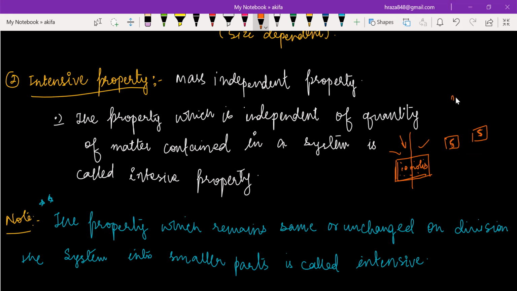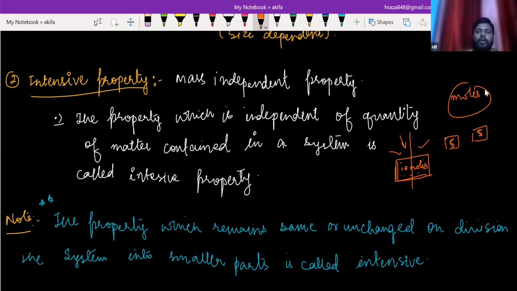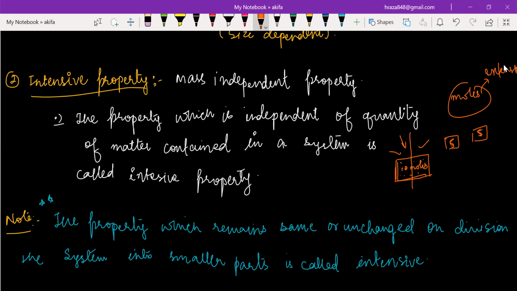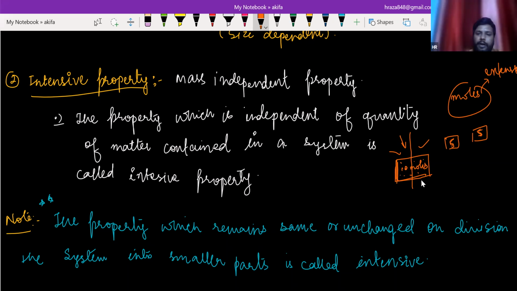That means the number of moles is an extensive property that depends upon the size or mass of the system. Are you getting my point? We have a system in which 10 moles are present. We just divide it equally, so half the moles will be in each part. So moles is an extensive property.